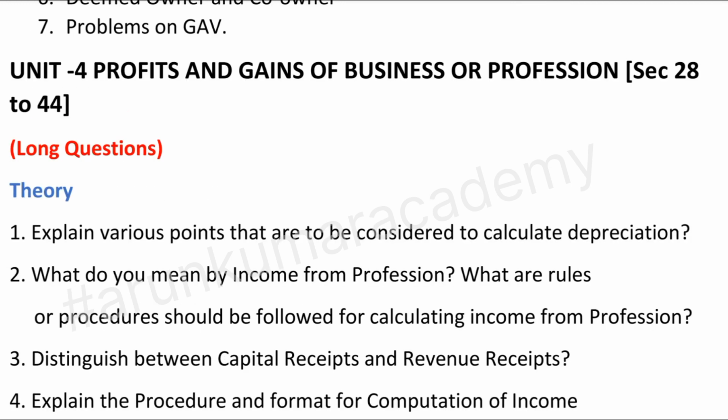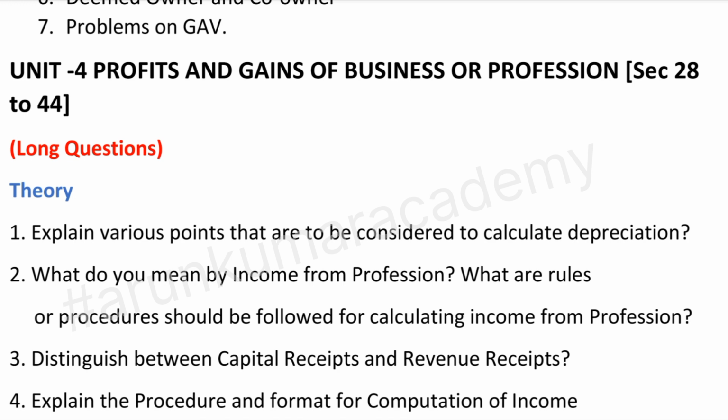Unit 4, profits and gains of business or profession. So coming to unit 4, you can expect a compulsory problem from income from business or income from profession. Be thorough with income from profession and income from business. Either they may ask any one problem or any one theory question.